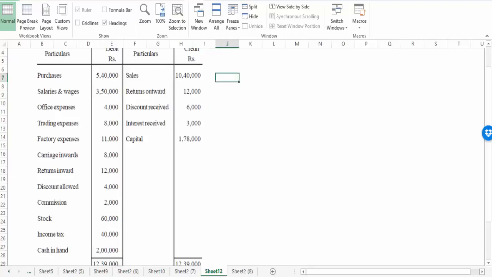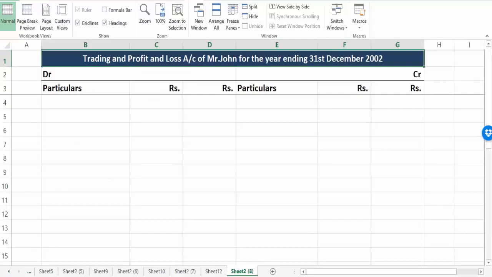Then if you look at sales, it will appear in trading credit. Return outward is nothing but purchase return, so it will be netted with purchases. Discount receipt will appear in credit of P&L. Interest received again credit of P&L, but capital will appear in liability. It will not find place in trading or P&L. Fine. So let's capture item by item.